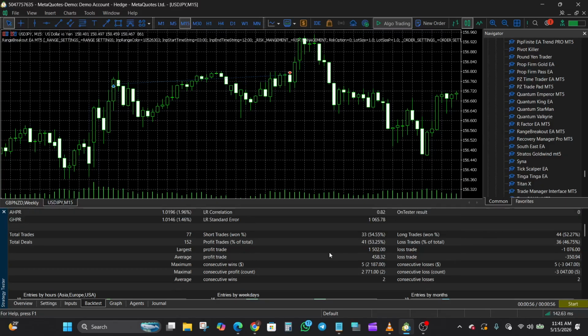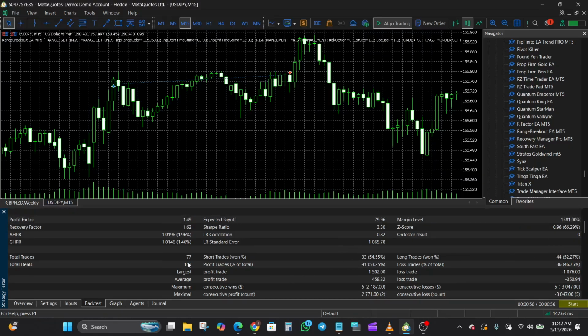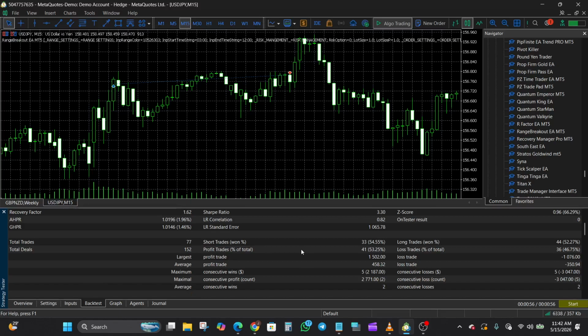But because this EA is not the type that targets very short-term movement, when the EA records success, it seems like the success is usually significant, and we can also verify that from the average profit trade. Average profit trade is $458.32. So if you compare the average profit, the average loss, and then the win rate, you will see that when you have quite a lot of trades taken, for example here 77, you can still be able to have a substantial profit.